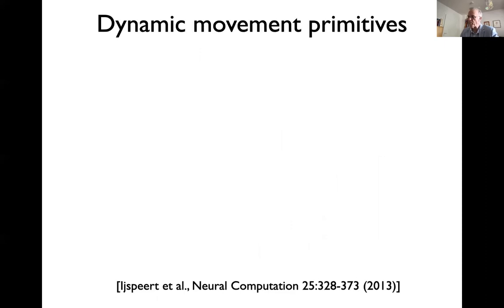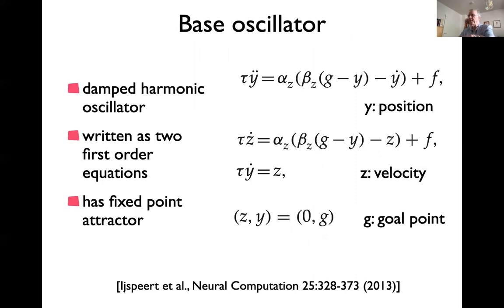The dynamic movement primitive approach, developed much later, is inspired by that, but you can just understand it technically. And so it has the idea of a timer inside. Now, this is not a limit cycle timer. It's just a damped harmonic oscillator. So this is a fancy way of writing a harmonic oscillator.